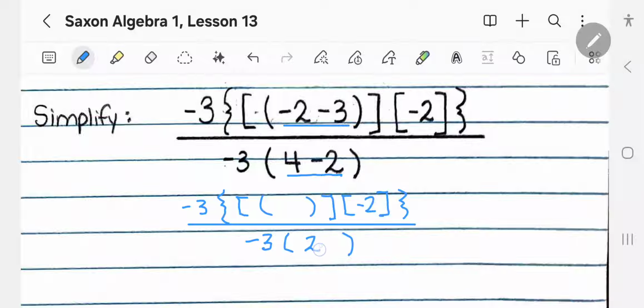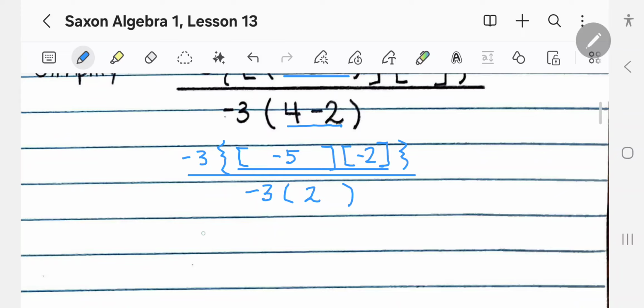4 minus 2 is 2. Okay. And the negative 2 minus 3 is negative 5. Okay. And we really don't need those parentheses anymore because there's no multiplication, is there? But we do have an indicated multiplication here. Okay. Inside of those braces, so we've got negative 3, and then inside the braces, and then we have an indicated multiplication down here also, so that's negative 6.